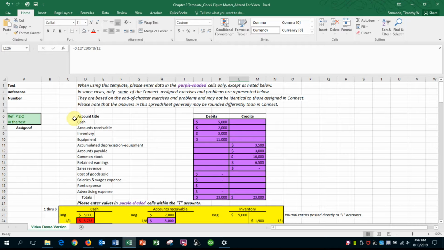The exercises that are assigned in Connect as well are not covered in these templates. I'll be going over these problems using some alternative data to assist you in completing the assignment.